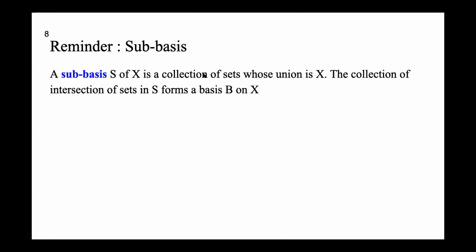Are you going to talk about example 4 of the textbook? Which example? Example 4. Okay, one second.